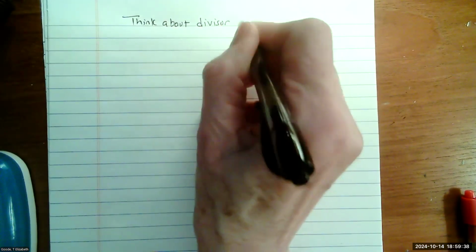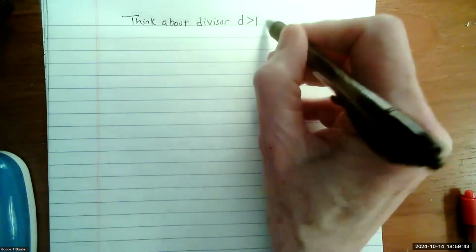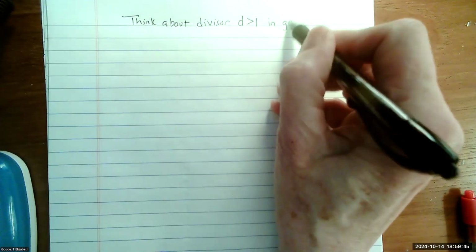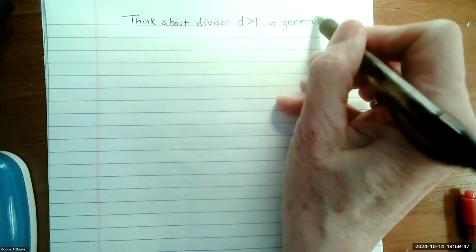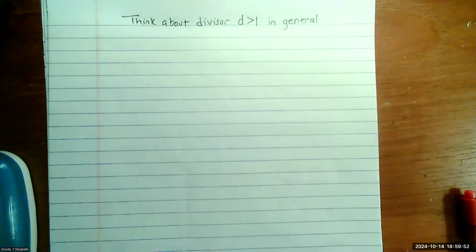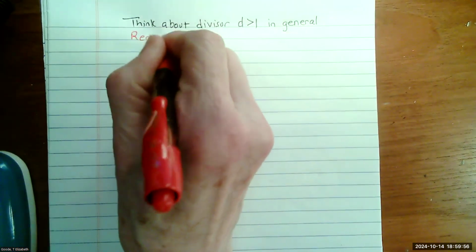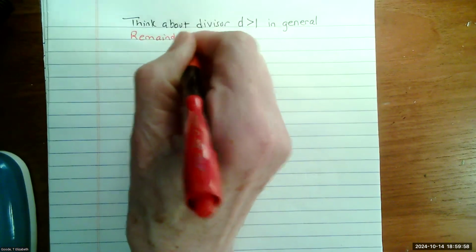What happens for the general divisor D? So let's think about the divisor, just any D greater than 1. We're not going to consider 1, it isn't very interesting. There is no remainder. Every integer is in its own class by itself. It's like an infinite bunch of singleton sets, okay? What are the possible remainders, though, in general, if we're dividing by D?